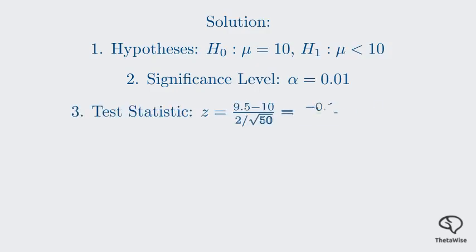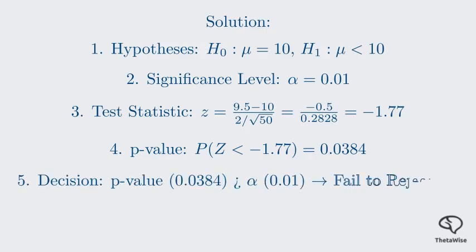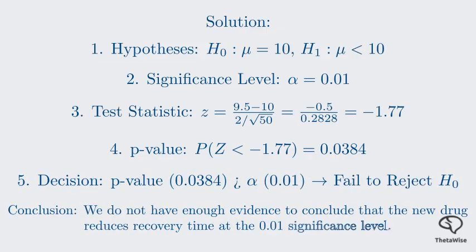Next, we calculate the z-score. Plugging in our values, we get a z-score of -1.77. The p-value for a z-score of -1.77 in a one-tailed test is 0.0384. Finally, we make our decision. Our p-value of 0.0384 is greater than our alpha of 0.01. Therefore, we fail to reject the null hypothesis. We do not have enough evidence to conclude that the new drug reduces recovery time at the 0.01 significance level.